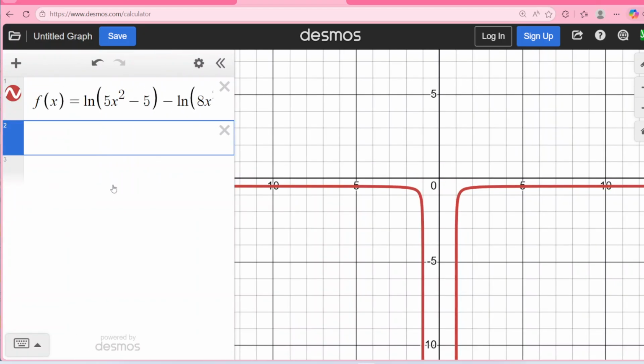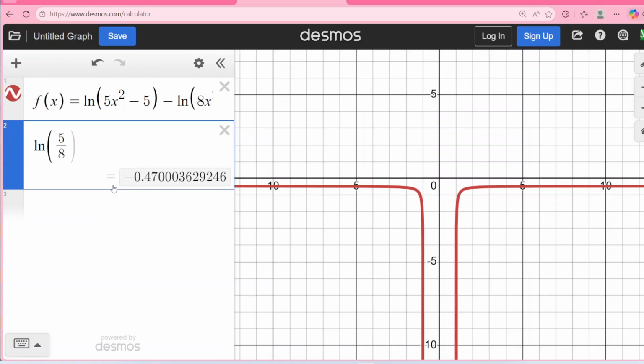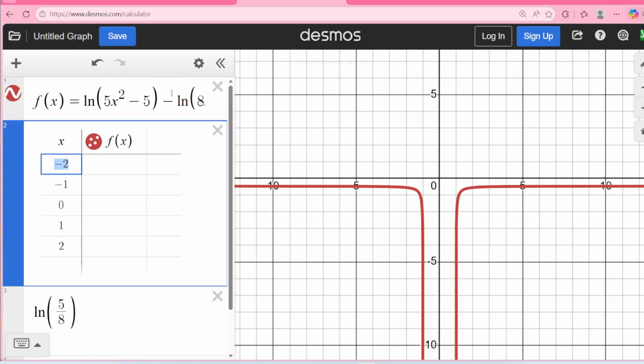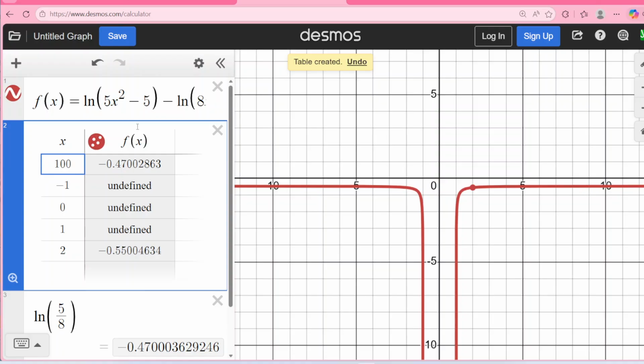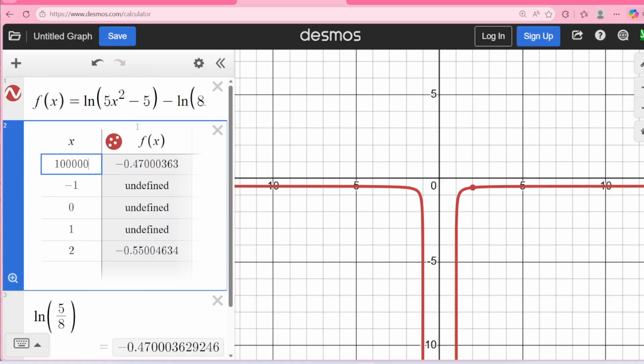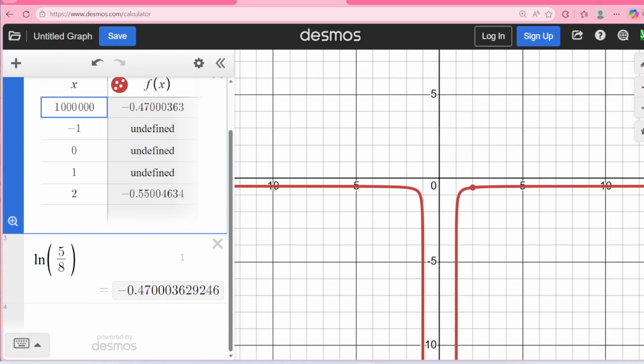Now, it didn't say round, right? It said give an exact value. And I told you it was going to be the natural log of 5/8, which you see is negative 0.47 something. And if you make a table, let's plug in bigger and bigger positive values, 10, 100, 1,000, a million. See, it's approaching this negative 0.4700363. That's this, rounded to so many decimal places, right? That's this value, this natural log of 5/8.